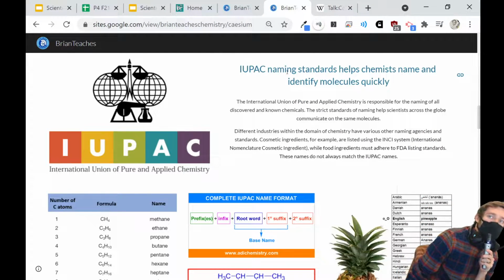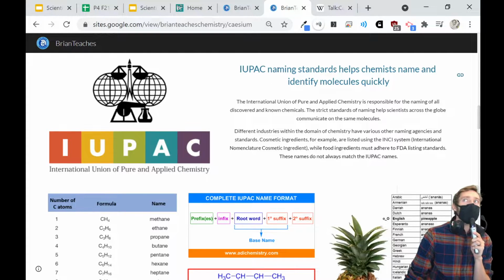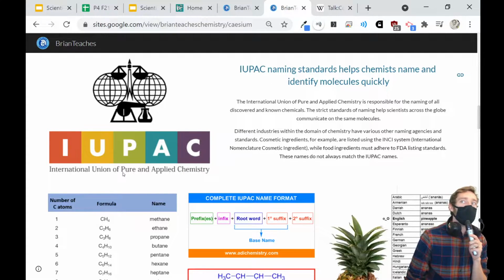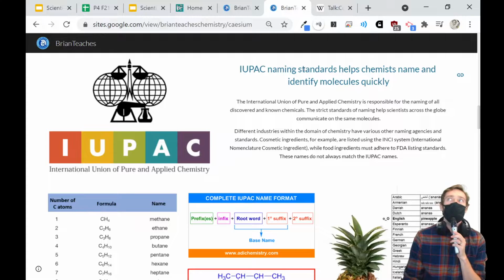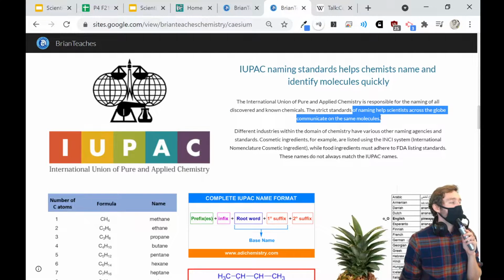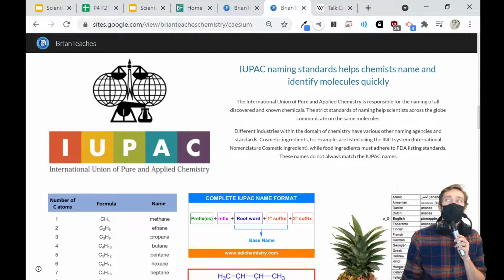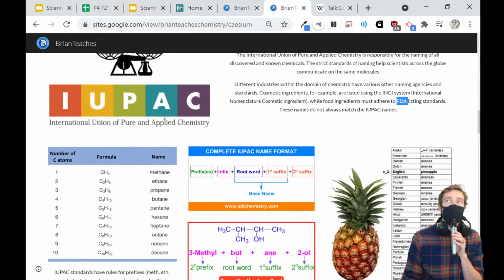So, speaking of naming, I did mention that IUPAC, the International Union of Pure and Applied Chemistry, has naming standards for naming all molecules that we discover. Their strict naming standards help us all be on the same page. IUPAC is responsible for most of the naming, but different industries use different naming systems. Like in the cosmetic industry, they use the INCI system. The FDA uses a different system to list ingredients, but most of them use IUPAC.